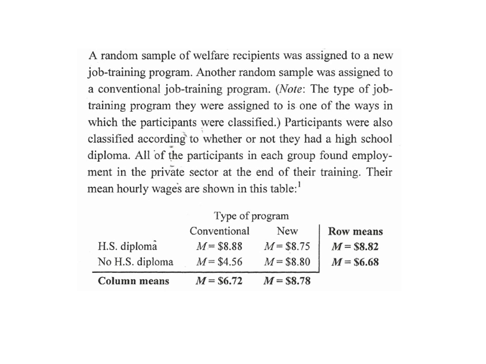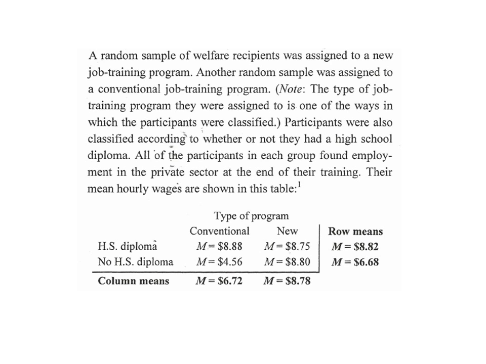Now also the participants were classified according to whether or not they had a high school diploma. So when we were classifying people, you would say has a high school diploma, does not have a high school diploma, or as you can see below, high school diploma, no high school diploma. Now at the end of the training, all of the participants in each group found employment. They were employed in the private sector, and so their mean hourly wages are now shown in the table below.